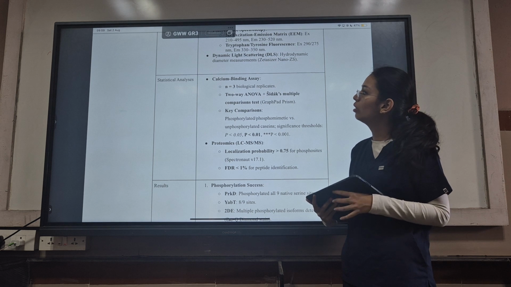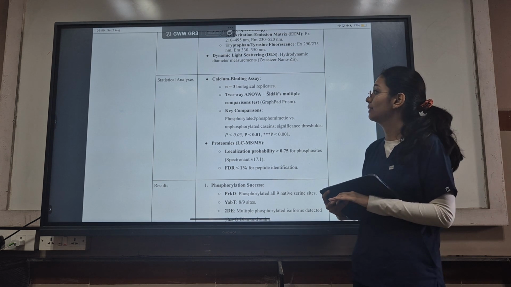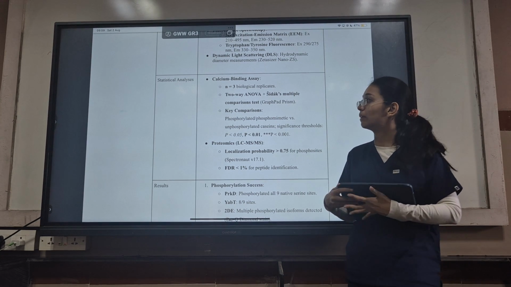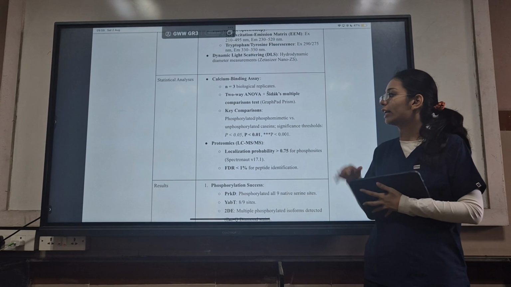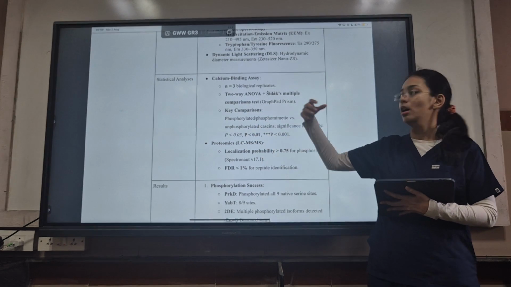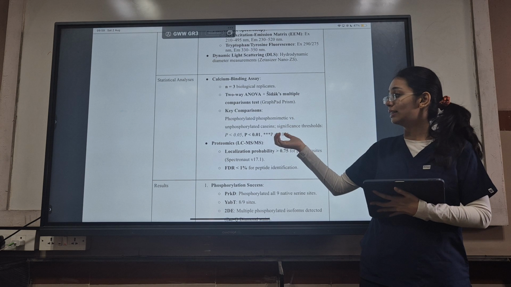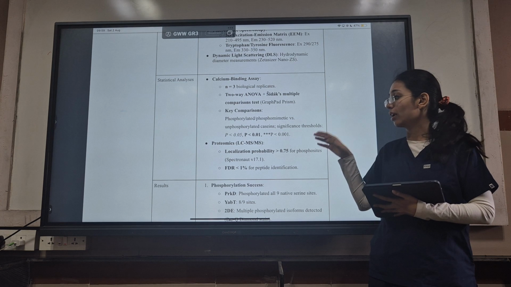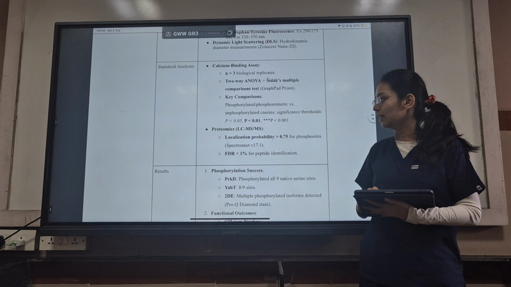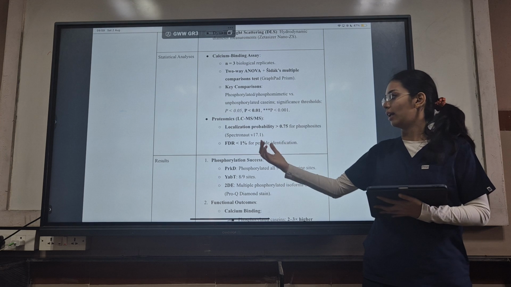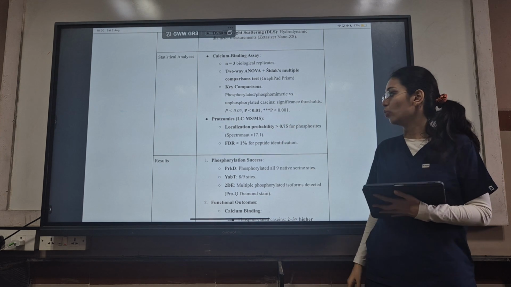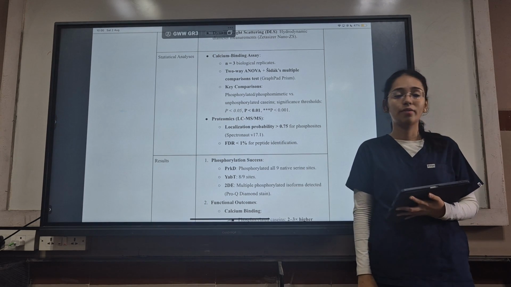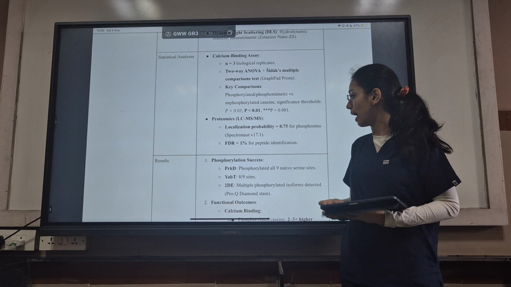So statistical analysis was carried out. They analyzed the calcium binding assay, which had 3 biological replicates. Two-way ANOVA was carried out, plus Sidak's multiple comparison test was also done. The key comparison was that the phosphorylated or phosphomimetic versus the unphosphorylated caseins were compared, with statistically significant thresholds. Proteomics was also analyzed, where the localization probability was greater than 0.75 for phosphosites, and the FDR was less than 1% for peptide identification.